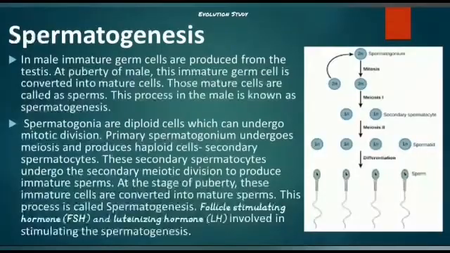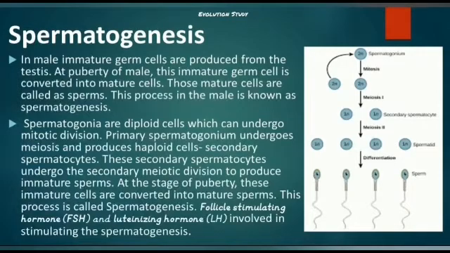In spermatogenesis, the male immature germ cells are produced from the testes. At puberty of male, these immature germ cells are converted into mature cells. Those mature cells are called sperms. This process in the male is known as spermatogenesis.